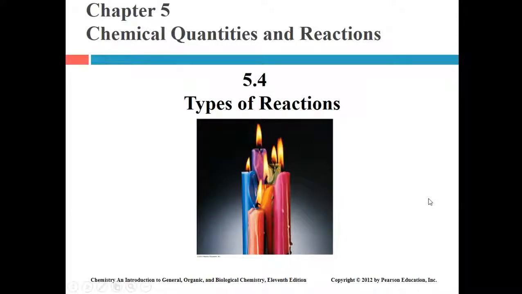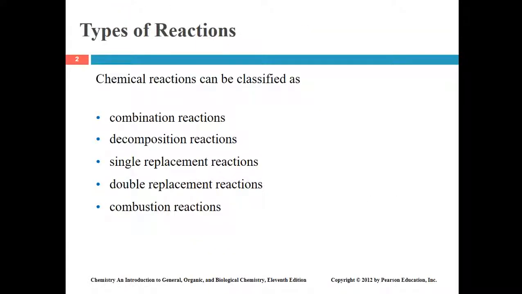5.4 Types of reactions. Chemical reactions can be classified as combination reactions, decomposition reactions, single replacement reactions, double replacement reactions, and combustion reactions. And in this little section, we're going to hopefully help you be able to look at different reactions and predict them. That's the objective of this particular section.